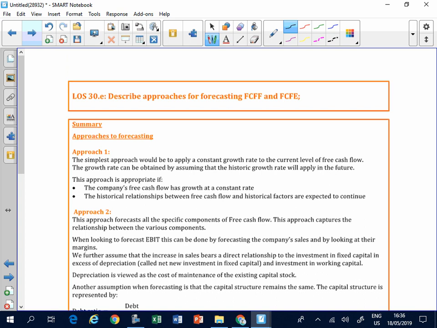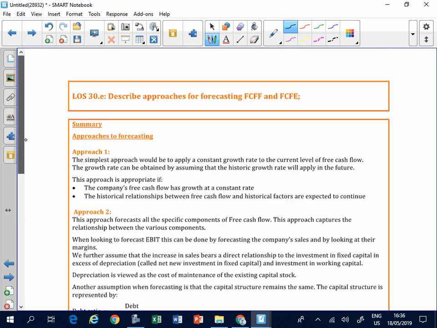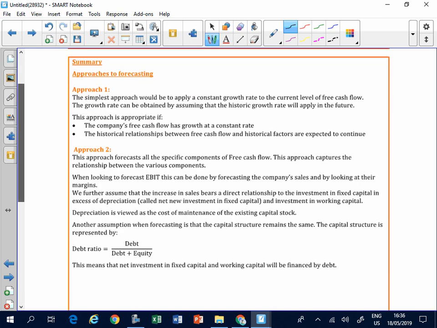Okay, so forecasting. Where is the EBITDA one? I'm sure it'll come up. Okay. So approach 1, the simplest approach, would be to apply a constant growth rate to the current levels of free cash flow. Guys, once you look at this stuff, it's exactly the same principle we use for the dividends. The difference with the dividends is that here you're going to use the weighted average cost of capital. You're not going to use cost of equity. That is a big difference. So you're going to either grow it at a constant rate, or you're going to actually model this thing.